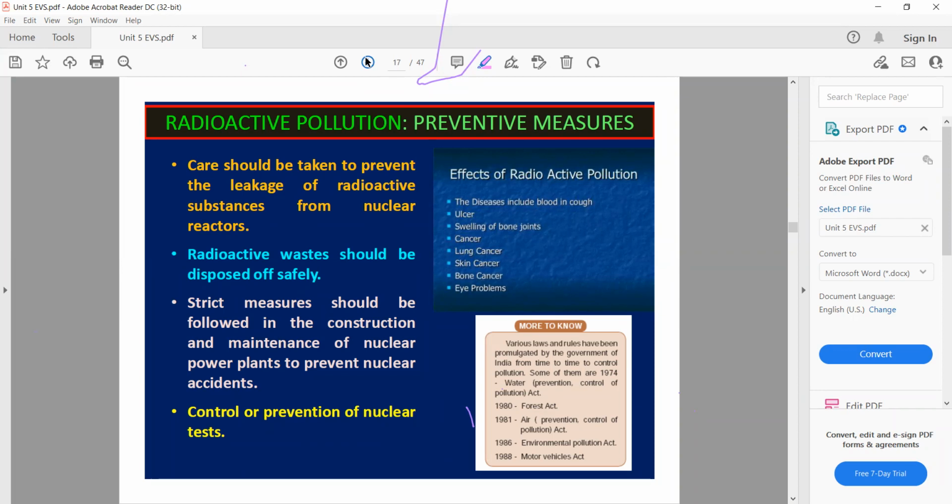Okay, and control or prevention of nuclear tests. See, nuclear tests are a must for research to go on, true. But it should not be so frequent. One fine morning you get up and you feel like, chalo, let's go and test some of our nuclear bombs and all. Is it a joke? So those tests should not be very frequent.